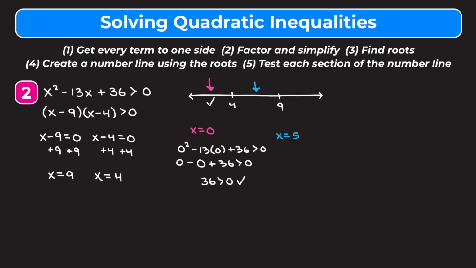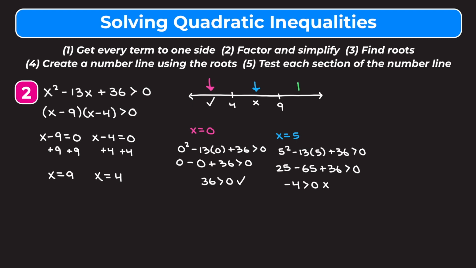So again, I'm going to plug 5 in for x in my original inequality. So we'll have 5 squared minus 13 times 5 plus 36 is greater than 0. 5 squared is 25. 13 times 5 is going to give us 65, so we get 25 minus 65 plus 36 is greater than 0. And if we do that in our calculator, we will get -4. So if -4 is greater than 0, -4 is not greater than 0, so this does not work. So I'm going to put an x in this part of our number line.